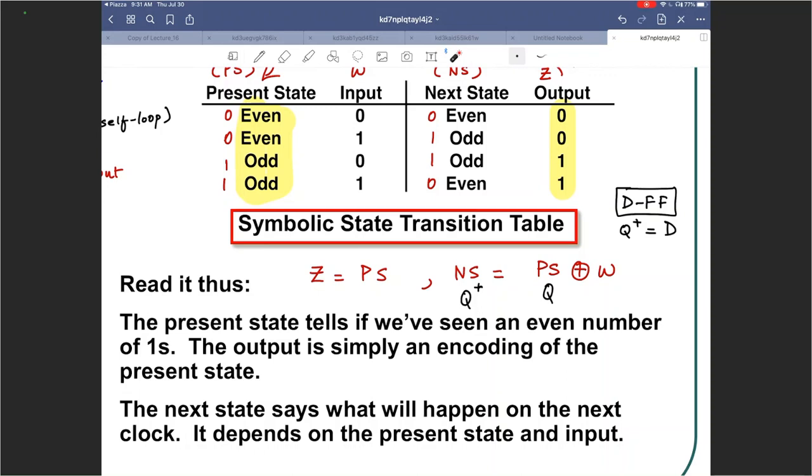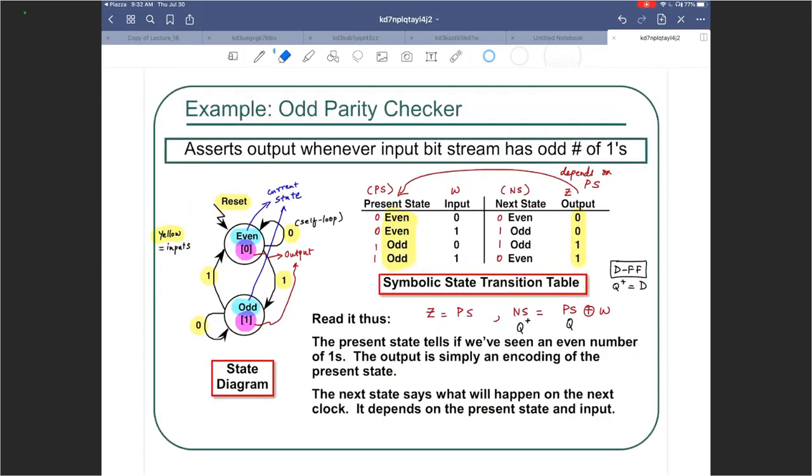So if you wanted the next state to be Q exclusive OR W, then you can simply use a D flip-flop and say Q plus equals D. So drive the D input of the flip-flop by taking the exclusive OR of its output and the new input. All of these, again, we will see in just a bit. All right, so we have done a lot of things here. Let's kind of quickly recap this.